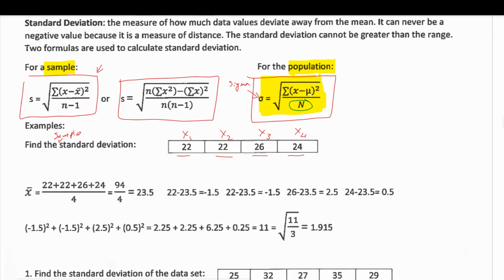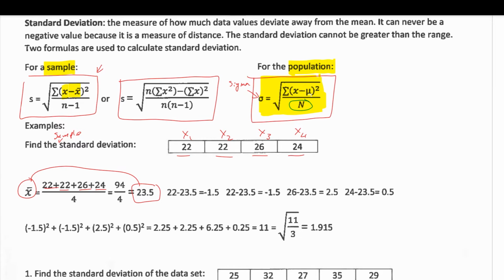So you're going to take each one of those data values, x, and then we're going to subtract off the mean, the sample mean. That means we have to calculate the sample mean first. So we take each one of the values, 22, 22, 26, 24, add them up, divide by 4. That's how you would get the sample mean. That's 23.5.